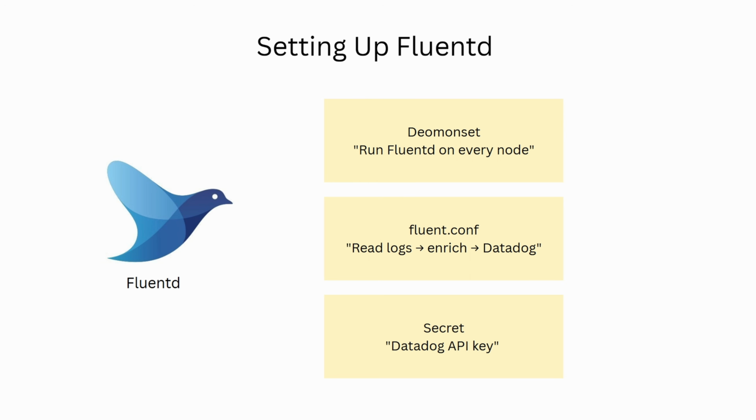In order to set up FluentD, you need a couple of things. You need a DaemonSet, which is a Kubernetes resource that tells Kubernetes this app needs to run on every single node. We also need a configuration file for FluentD called fluent.conf, which tells FluentD, for example, to go read that log file, enrich it with metadata, and ship it to Datadog every 5 seconds. You can customize the configurations as you like. We also need a Secret resource, which handles all of the sensitive data, for instance the Datadog API key. We don't want it hard-coded in the configurations. You deploy all of this once, and every pod in the cluster automatically benefits from it.